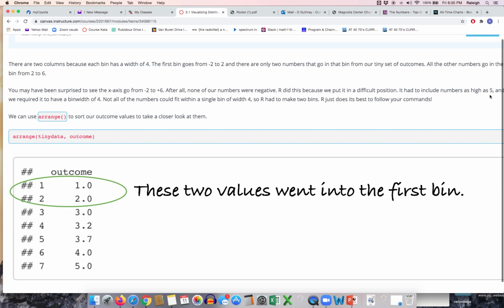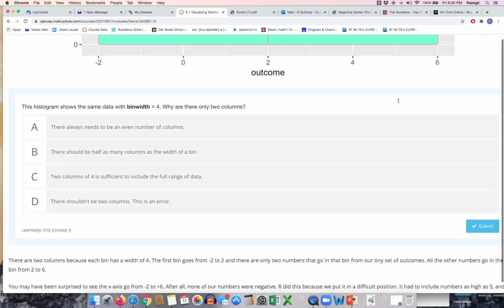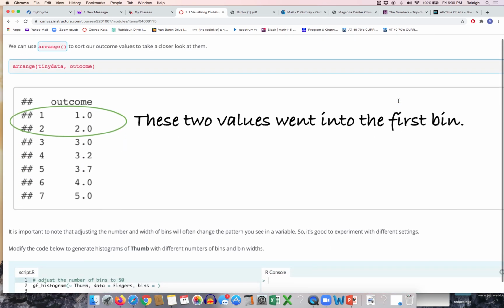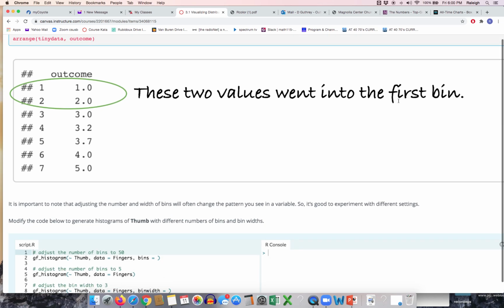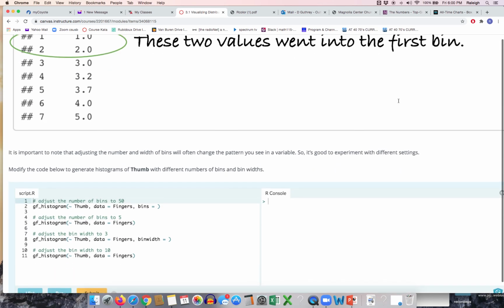It had to include numbers as high as 5. So it kind of went to the maximum. And I guess that's how it generated it. And actually went up to 6. So it's a little hard to say exactly how they did that. But do not be concerned about it. They came up with a way of dividing it up into 2 bins. And that's fine.